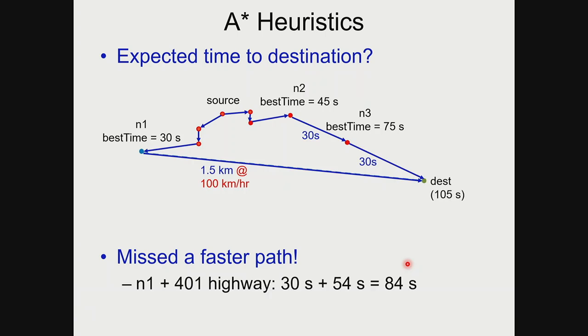So we should have chosen N1 from the beginning instead of N2, right? Based on our approximation. So how can we fix this? Anyone has any ideas?